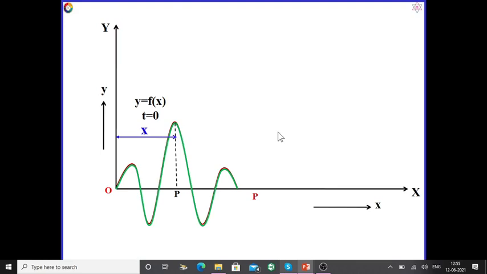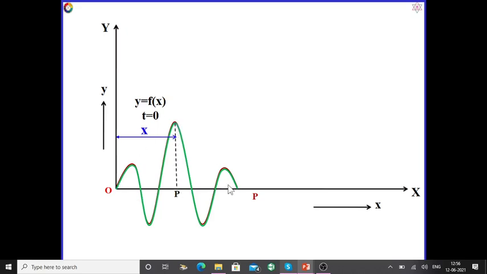Here consider a disturbance, the green line. Take any point, suppose P, on the x-axis, and from the origin let this distance be x. Okay, and at point P there is some disturbance along the y-axis. So this is one height, and if I consider this point, this is another height. So at different positions there are different disturbances, right?